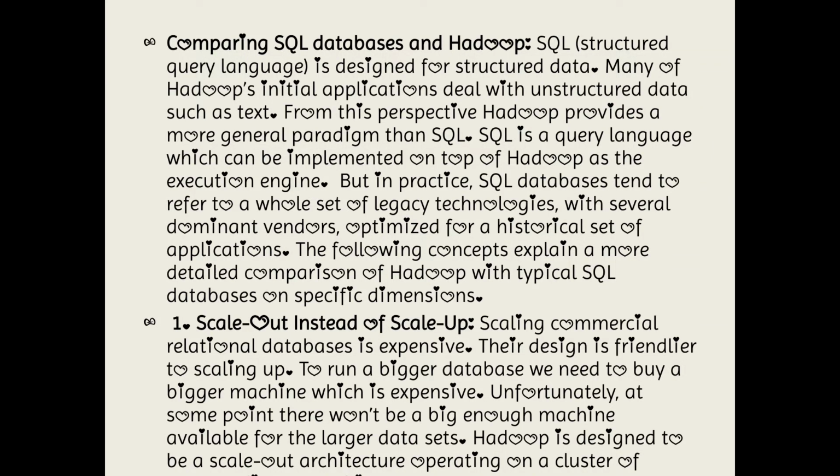See, scaling a commercial relational database is expensive. Their design is friendlier to scaling up. To run a bigger database, we need to buy a bigger machine, which is expensive. Unfortunately, at some point, there won't be a big enough machine available for the larger data sets. Hadoop is designed to be a scale out architecture, operating on a cluster of commodity PC machines. Adding more resources means adding more machines to the Hadoop cluster. A Hadoop cluster with 10 to hundreds of commodity machines is standard. In fact, other than for development purposes, there is no reason to run Hadoop on a single server.